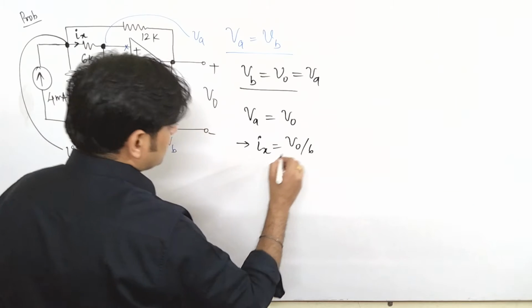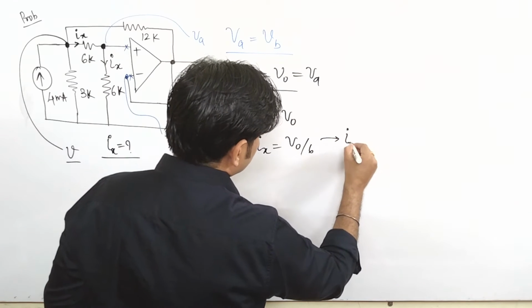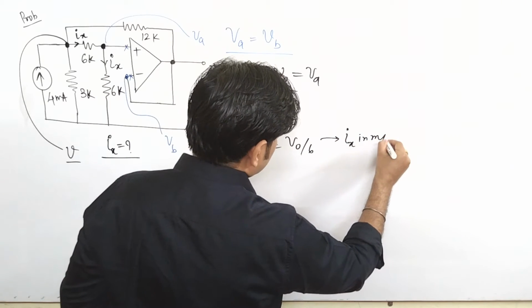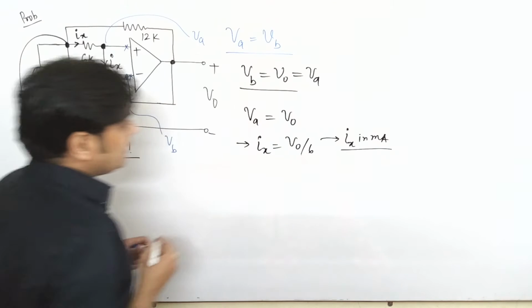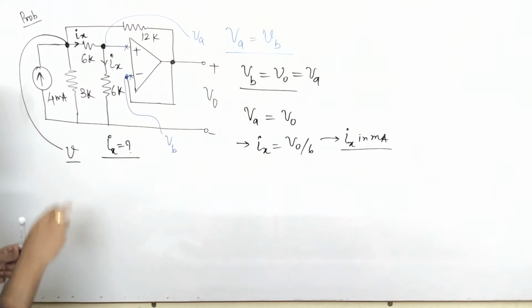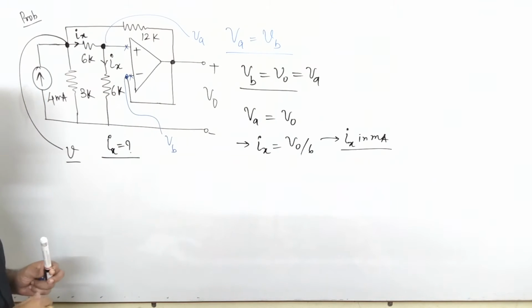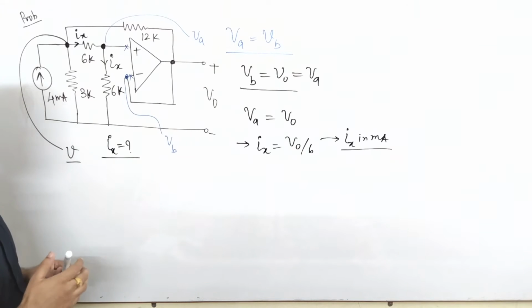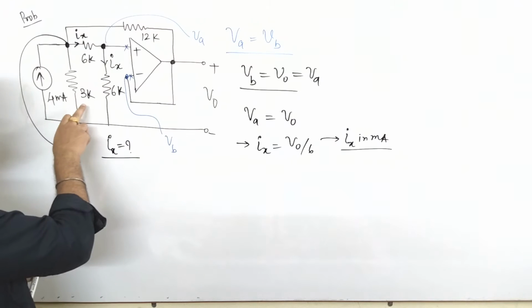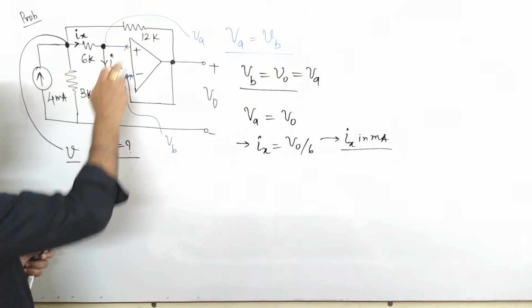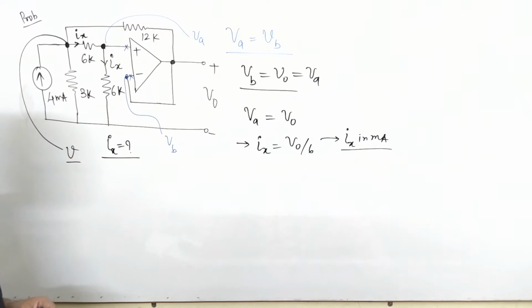It is in milliampere, here Ix in milliampere. Just keep in mind while solving this type of problems, either resistance in kilo ohm or in a single unit, the unit must be the same. So you must keep this in your mind. So here it is 3K, 6K, 6K, 12K. So here the value of Ix is V naught by 6. Once you know the value of V naught, you will easily know the value of Ix.